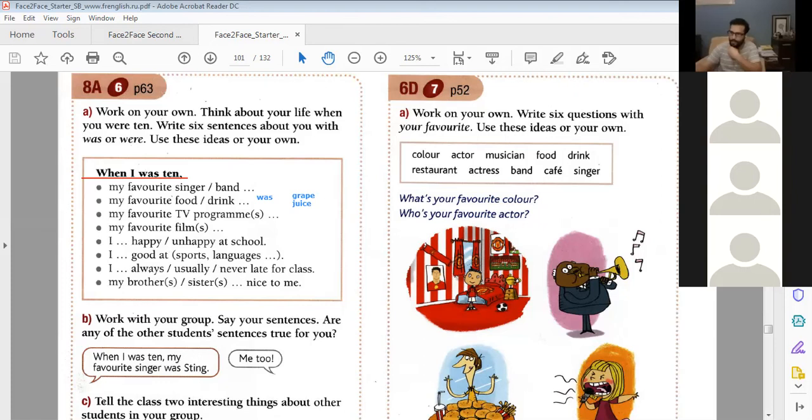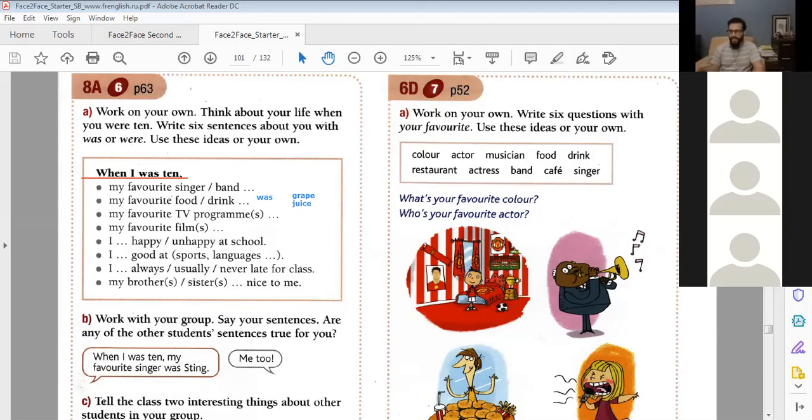Would you like to continue? The last thing you said was your favorite drink was grape juice. Can you talk about yourself? Okay. I was happy at school. I was good at sports, at table tennis. You were good at sports, okay. I was never late for class. My brothers and sisters were nice to me. Okay, very nice. That's good.